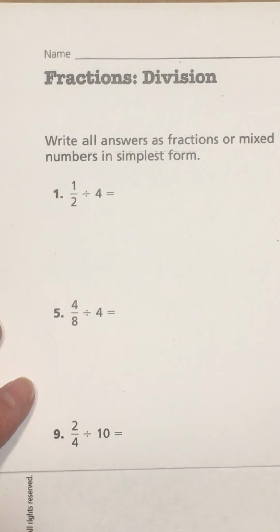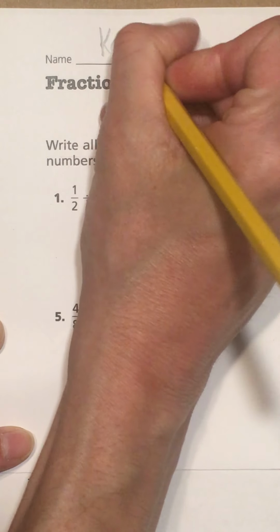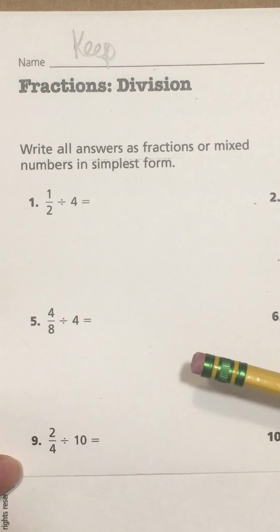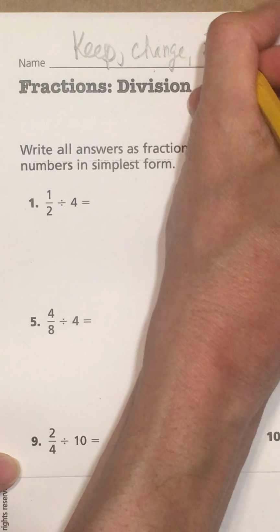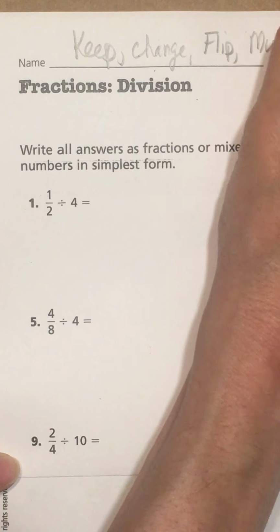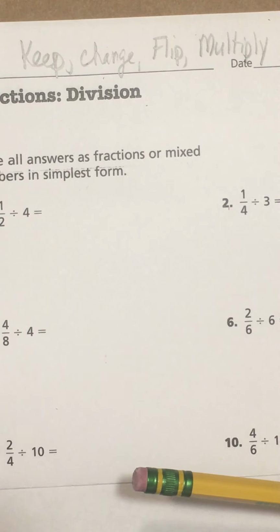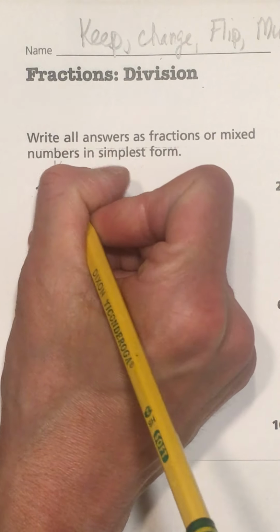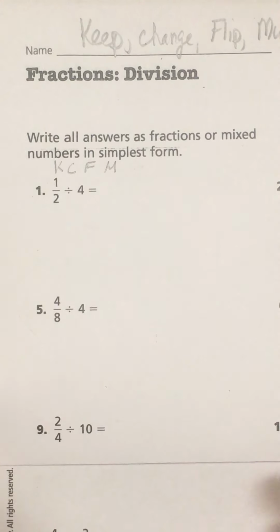Okay. So the one thing you have to remember when dividing fractions is our think track. So whenever you're practicing dividing fractions, write this really big across the top. Keep, change, flip, multiply. Okay, keep, change, flip, multiply. I don't expect you to write the words, right? So let's write abbreviations. Keep, change, flip. And then you can either use the M for multiply or you can just use the multiplication symbol. Students do it both ways.